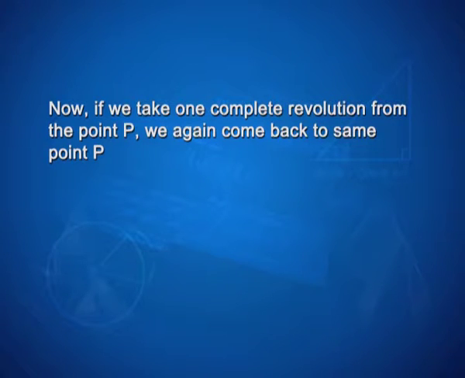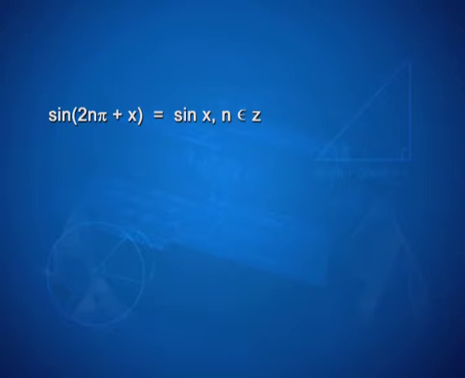Now, if we take one complete revolution from the point P, we again come back to the same point P. Thus, we also observe that if x increases or decreases by any integral multiple of 2 pi, the values of sine and cosine functions do not change. Sin (2n pi plus x) is equal to sin x, where n belongs to the set of integers Z. Cos (2n pi plus x) is equal to cos x, n belongs to Z.